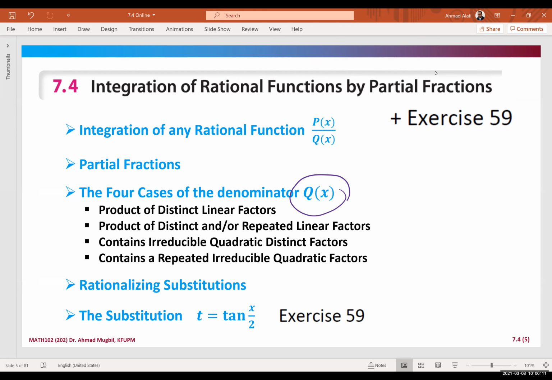Also, we will learn, not today, I think, inshallah, next class, how to rationalize any fractional expression. We can use substitution that converts the fractional expressions to rational functions. And at the end we have exercise number 59 that is mentioned in the syllabus. It is about a very effective substitution that can be used to rationalize fractional expressions.